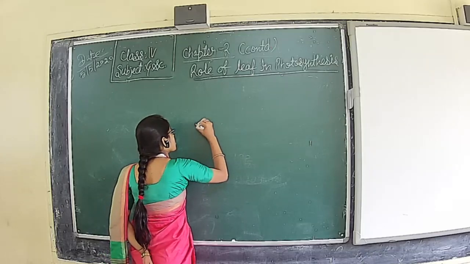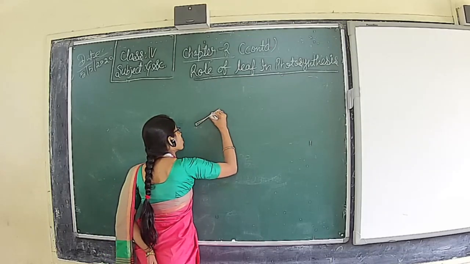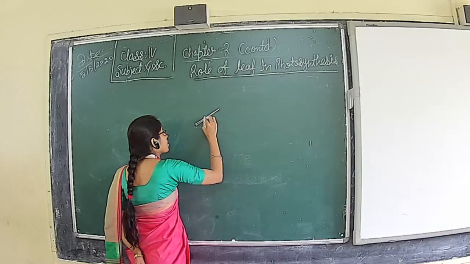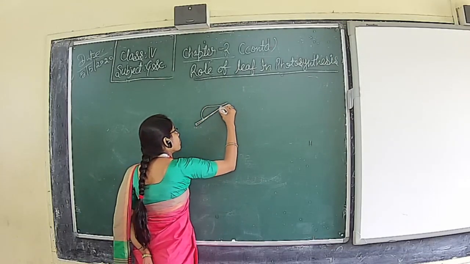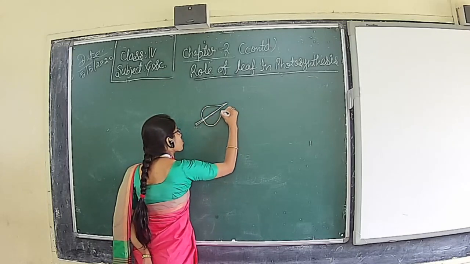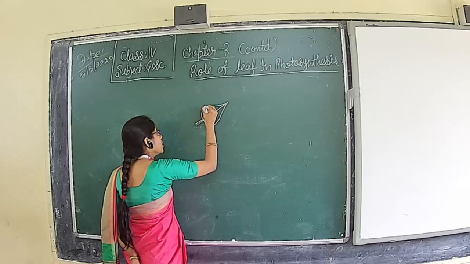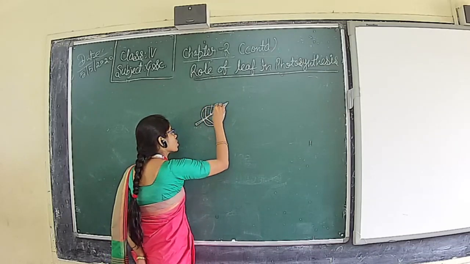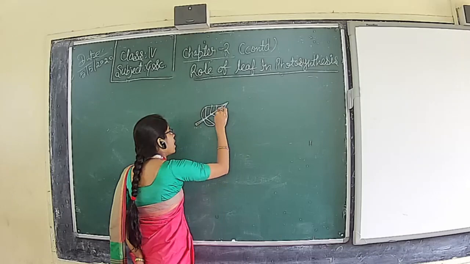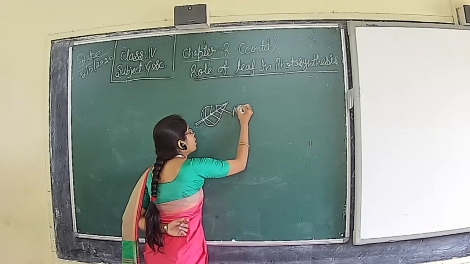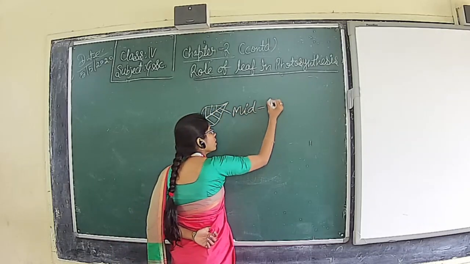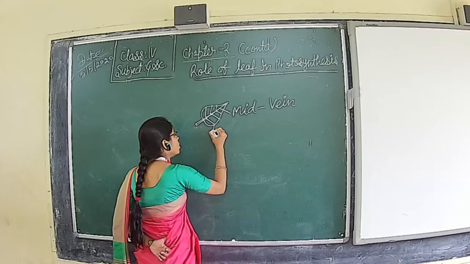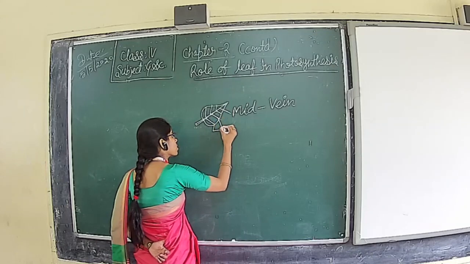This is the structure of the leaf. I am trying to draw a rough diagram of it. These are veins, and this part is called the midvein. And these are veins.